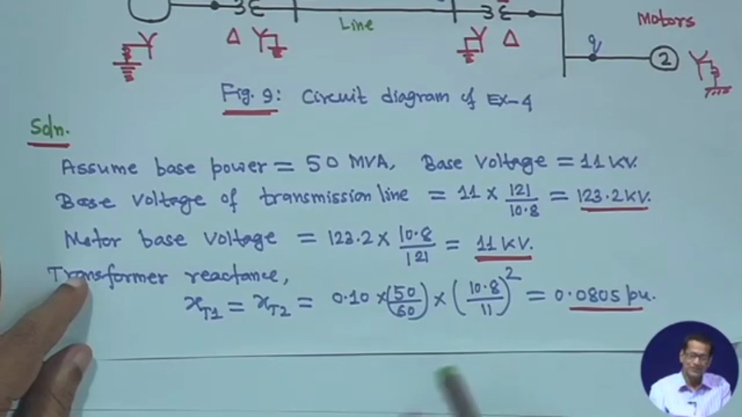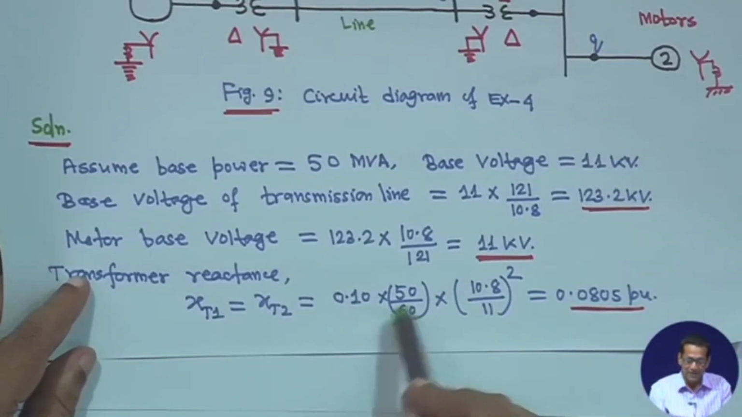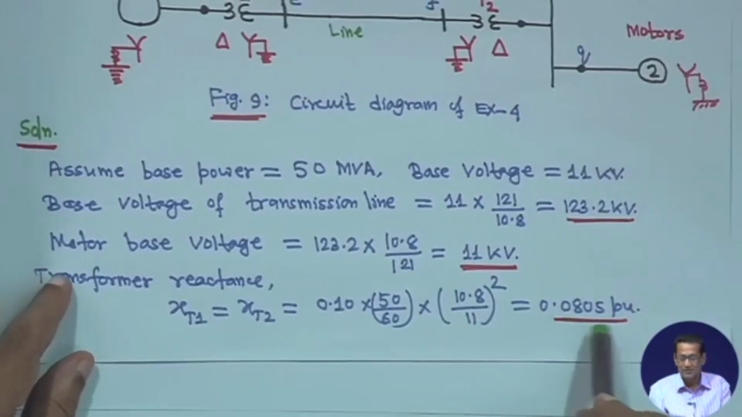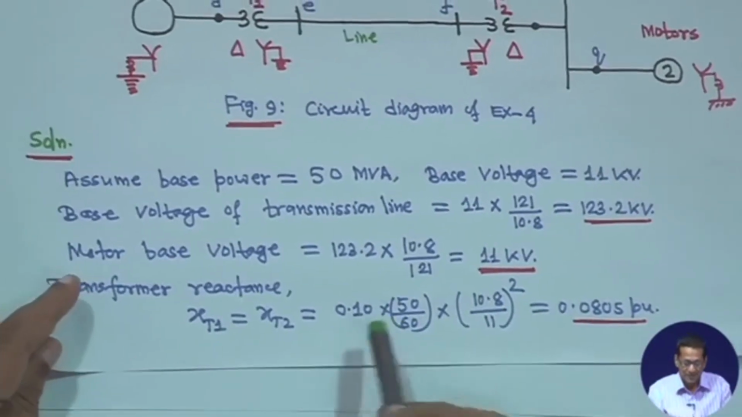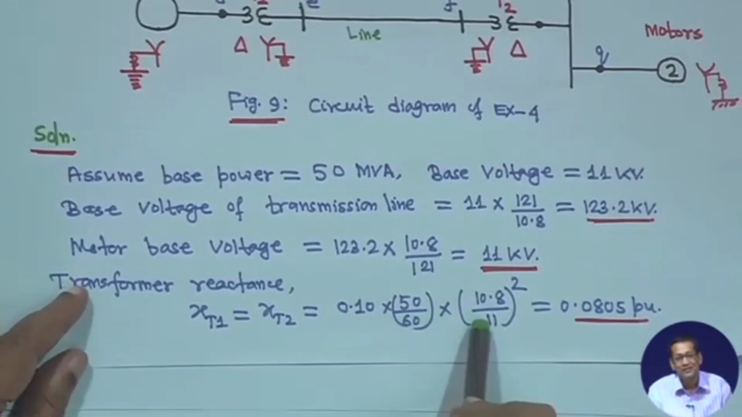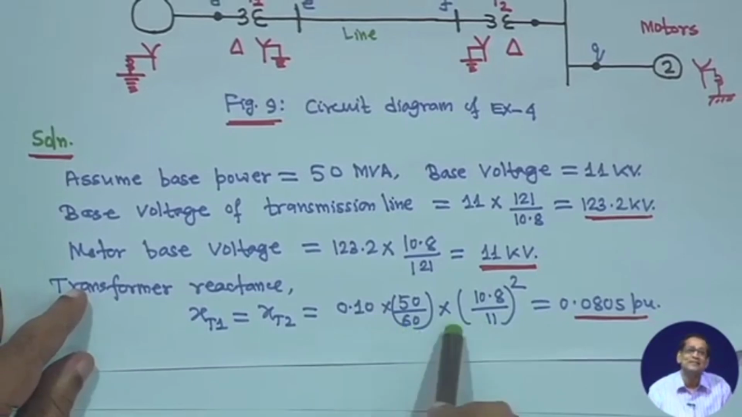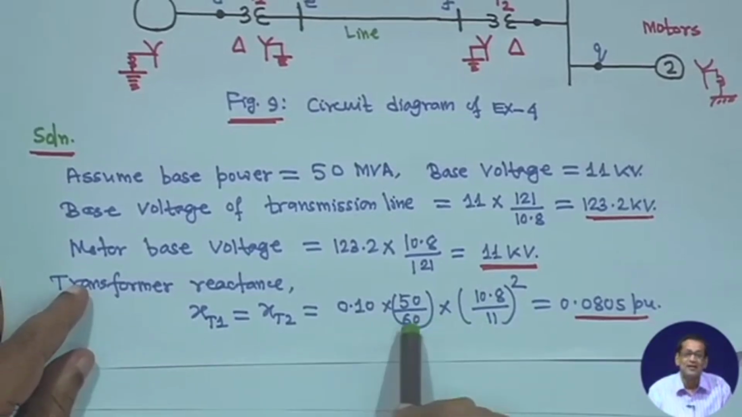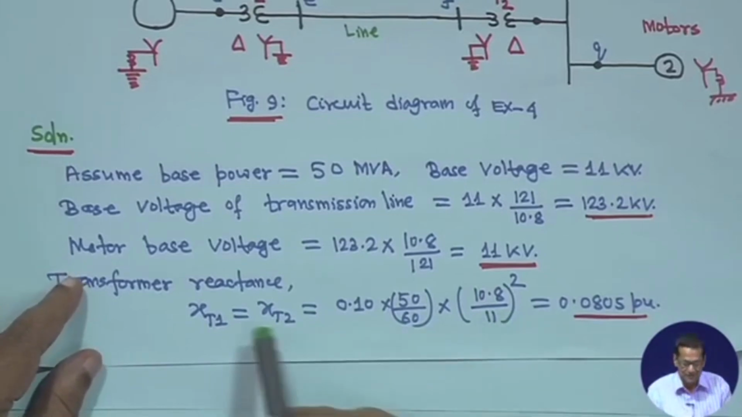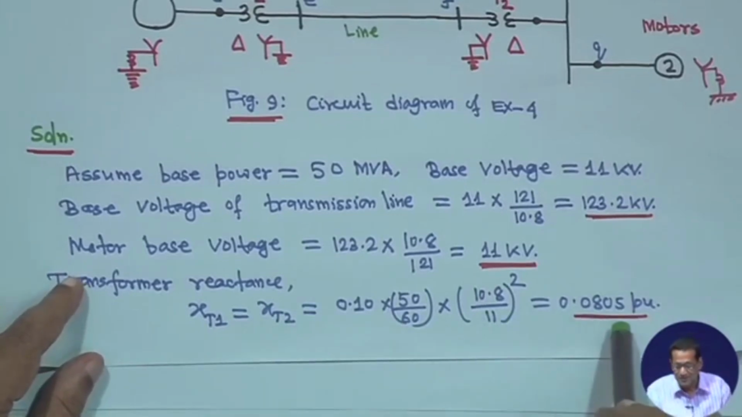Now, we have taken 50 MVA base and 11 kV. So, we have to divide by 11 squared by 50. That is why it comes to 0.1 into 50 upon 60 into 10.8 upon 11 whole squared, which gives 0.0805 per unit. The old base and new base of MVA as well as voltages, the per unit system details, are given. So, from there I am writing. This way X T1 and X T2 you will get as 0.0805 per unit.